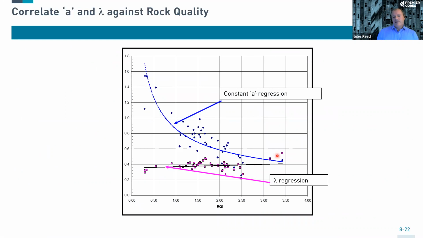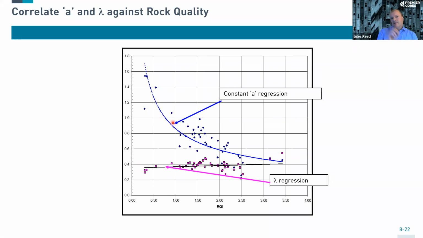So this is a graph showing you the correlation of A versus reservoir quality index. And we get a reasonable exponential curve fit for A for those samples. And then this is lambda. In here, there are probably about 30 or 40 samples that have been measured, and for each of those we've got an A and a lambda.